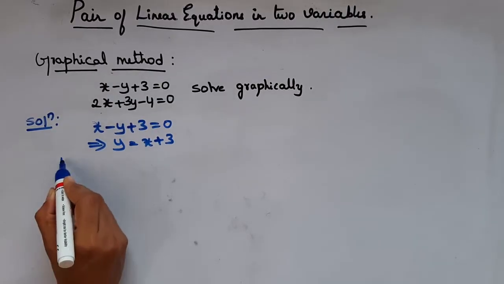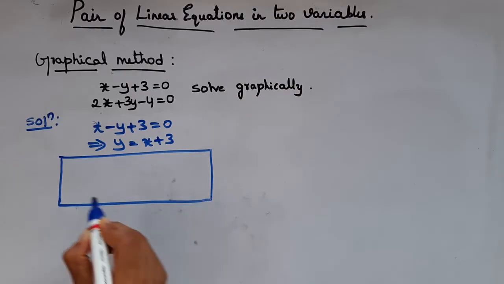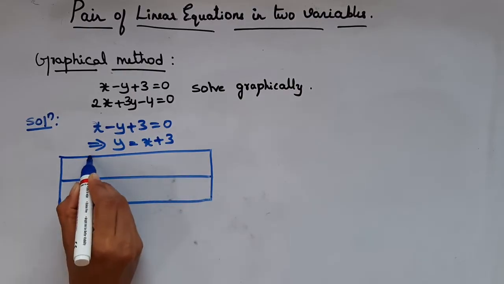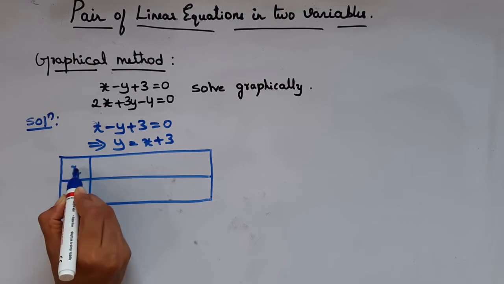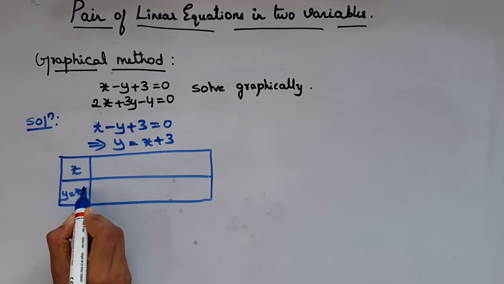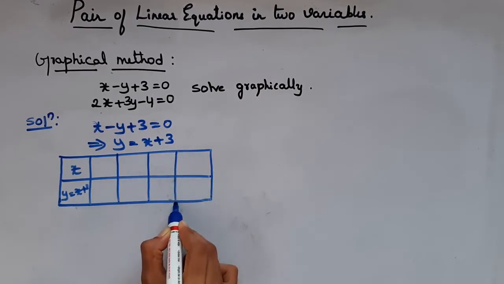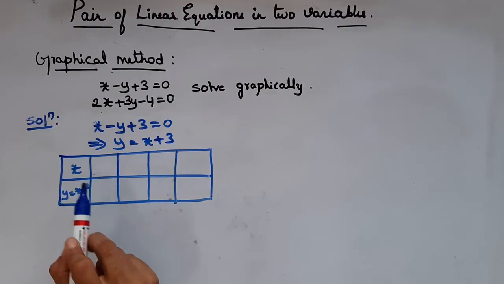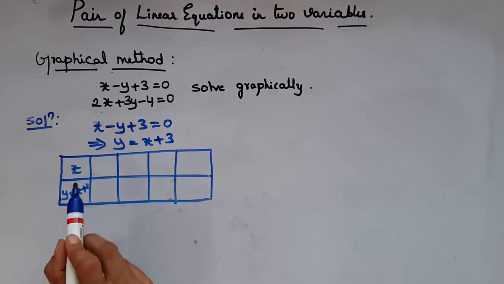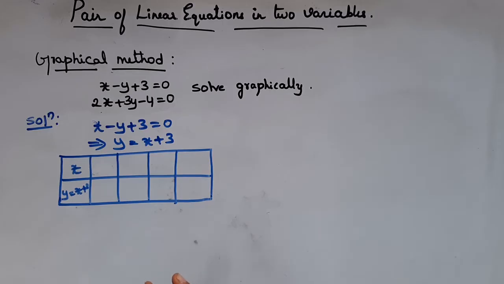So now we will put different values for x and see what value we get for y. We have x here and y is equal to x plus 3, right? You have to put values for x and see what value you get for y. While choosing a value for x, see that the y value is a whole number.